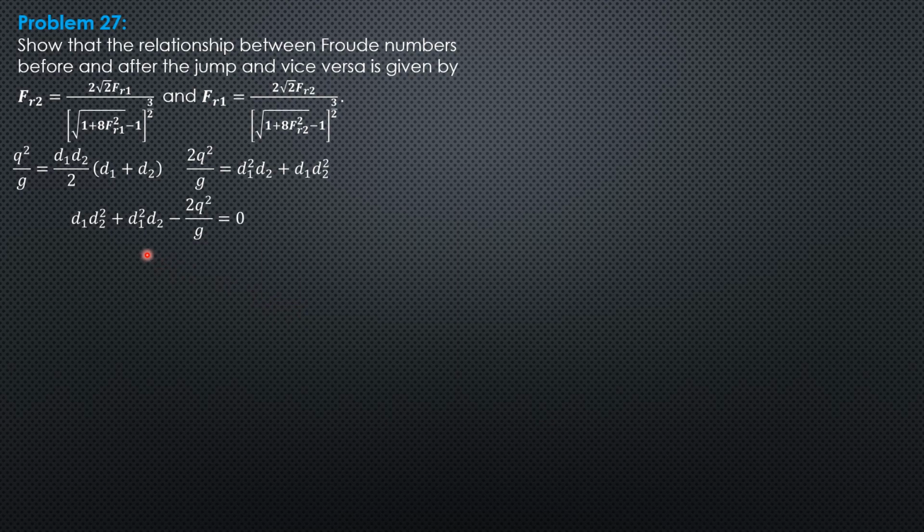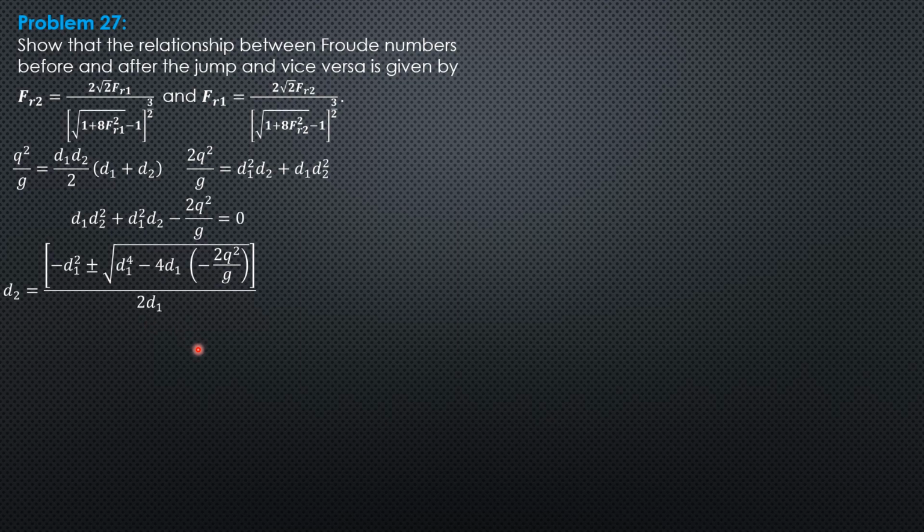So our variable here is d2. This is A of the quadratic equation, d1. Then B is d1², and the whole last term is C. So d2 equals negative B, so negative d1², plus or minus the square root of d1² squared, so d1 to the fourth, minus 4A, where A is d1 and C is negative 2q²/g, all over 2A, so 2 times d1.